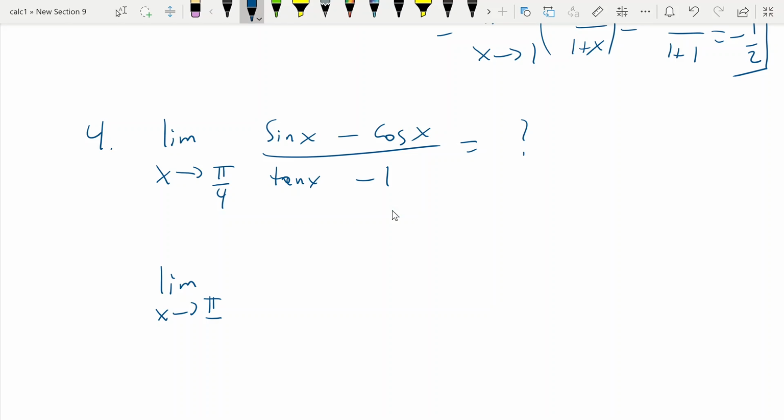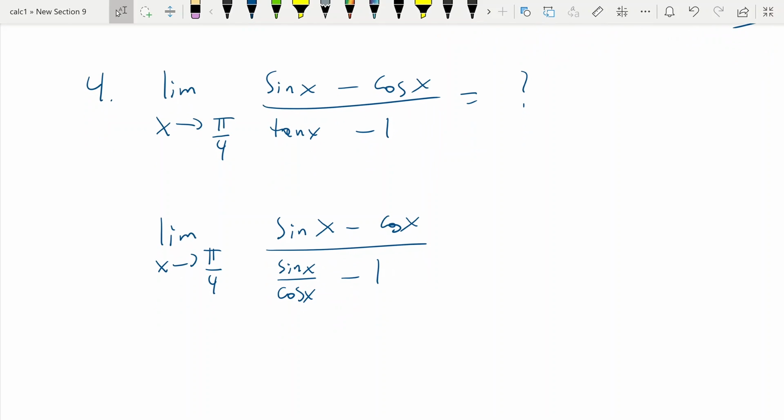Again, it all boils down to some algebraic manipulation. We're computing the limit of sine x minus cosine x over tan x minus 1, but tan x is the same as sine x over cosine x. When x is equal to pi over 4, sine of x and cosine of x are the same. They are both equal to square root of 2 over 2, or 1 over the square root of 2. And so tan is going to be equal to 1. So that makes both the numerator and the denominator vanish at the point.